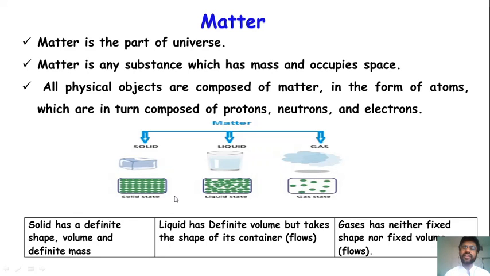But in the case of liquids, the intermolecular force of attraction between the molecules is weak as compared to solids, and so a liquid has only a proper volume, but it doesn't have a proper shape. In the case of gases, the intermolecular force of attraction between the gas molecules is very weak as compared to liquids and solids. They move far apart from each other, and so gases have neither a fixed shape nor a fixed volume.